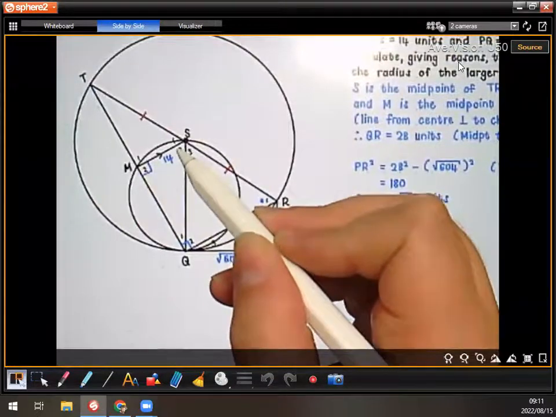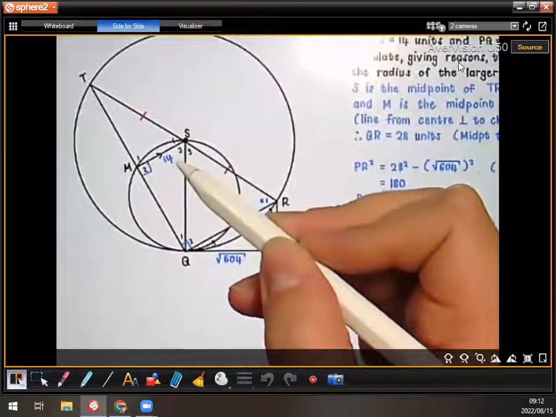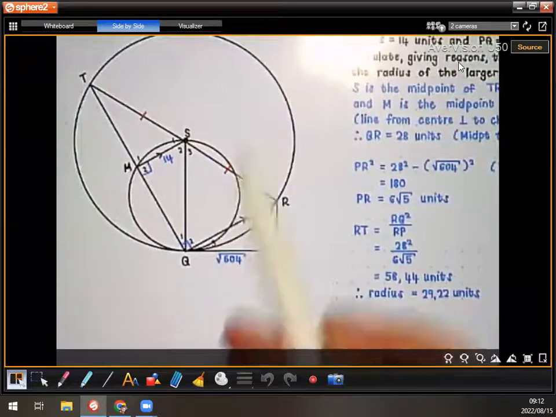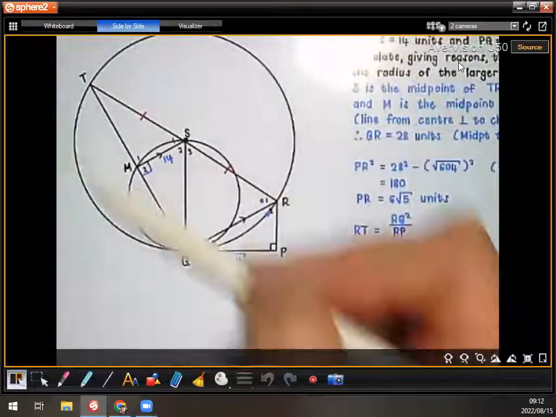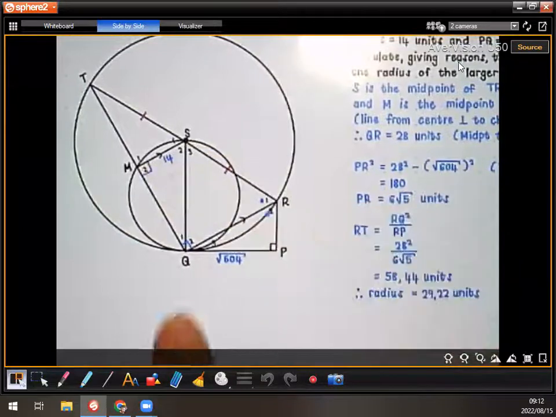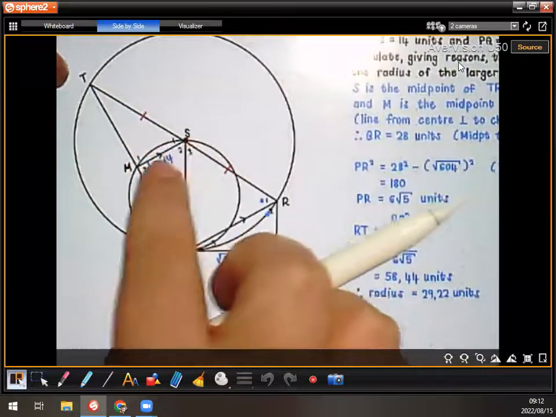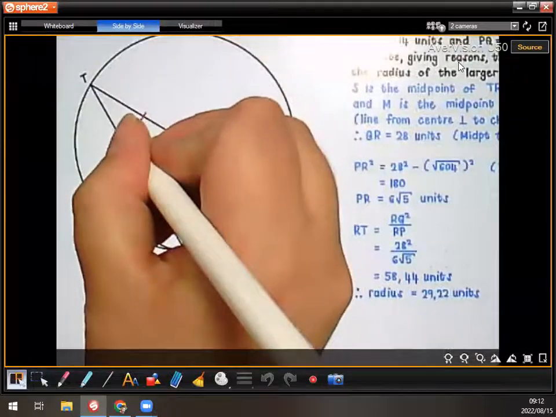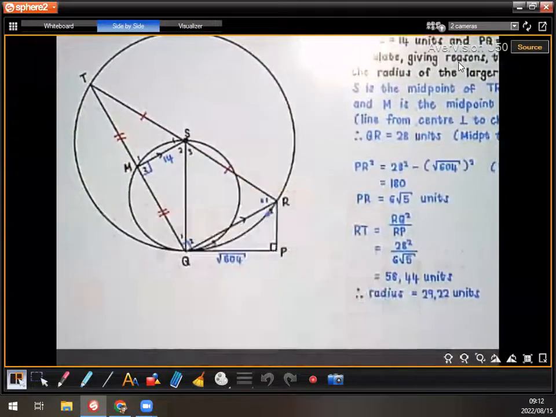Now, guys, you remember the theorem, line from center perpendicular to chord, which we don't really use all that often, but it says that if you have a line, so I'm looking at the big circle, from the center of the circle perpendicular to a chord, so to TQ, that line bisects the chord, cuts the chord in half. So that means that TM and MQ will have to be equal. All right, so M is the midpoint of TQ.